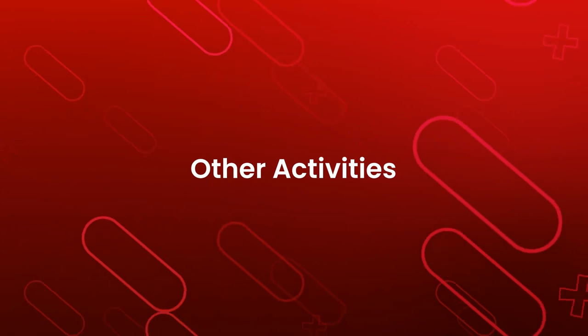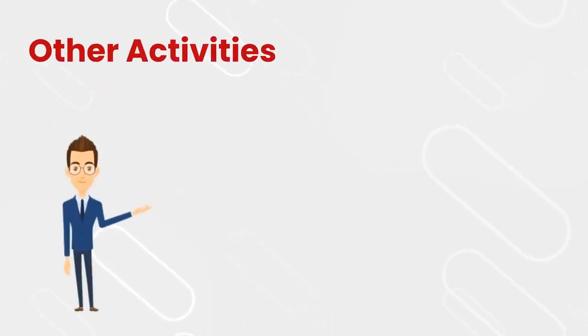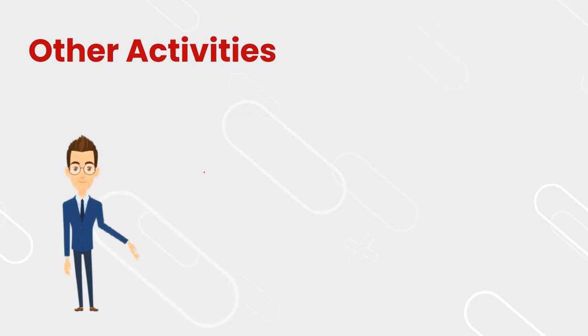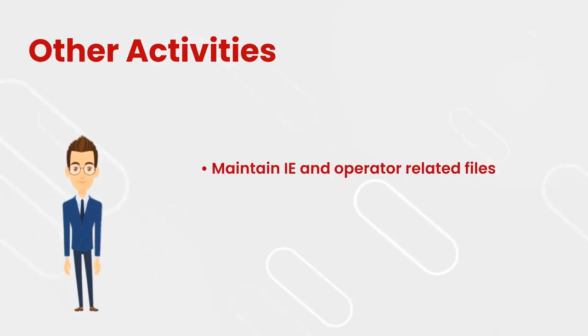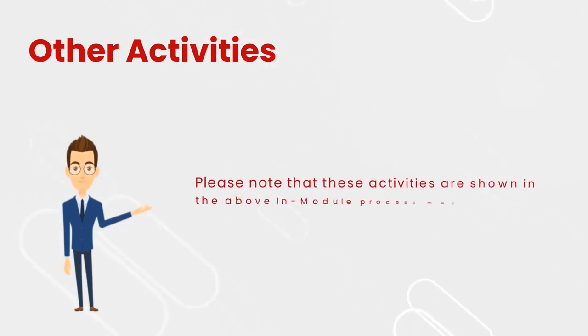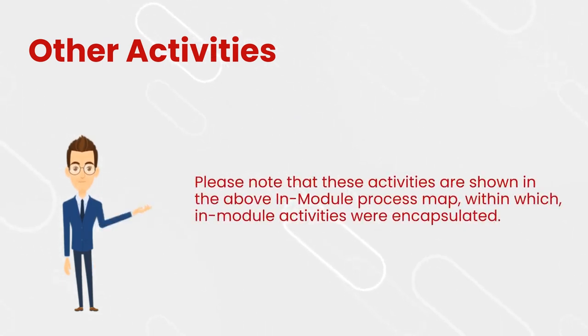Other activities. An IE officer is assigned the following activities in addition to his planning and in-module activities that we discussed so far. These are: maintain IE and operator-related files, follow up on those operators who were underperforming due to lack of appropriate skills, and collaborate, skill them with the support of training instructors and other IE specialists. Please note that these activities are shown in the above in-module process map, within which in-module activities were encapsulated.